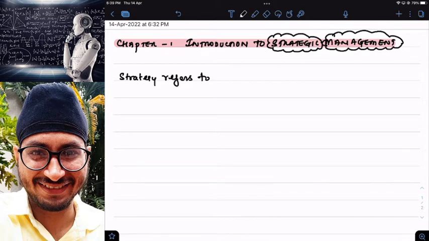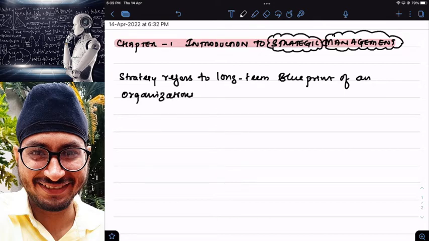Strategy refers to long-term blueprint of an organization's desired image, desired direction, and desired destination. Clear? What is a strategy, sir? Strategy is nothing but long-term blueprint of an organization's desired image, desired direction, desired destination.